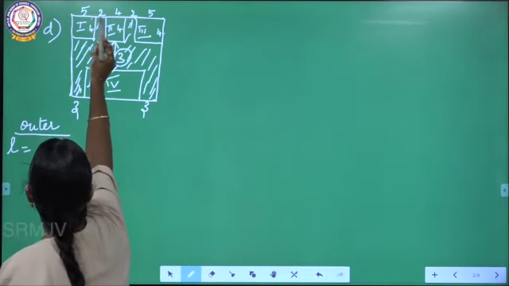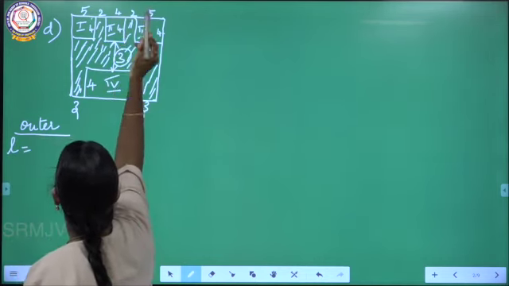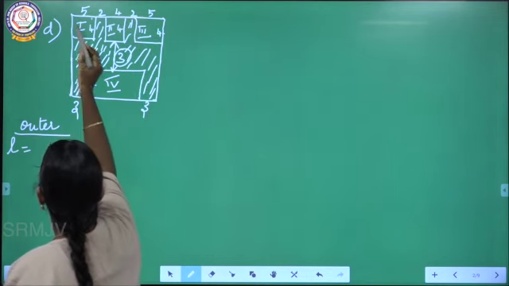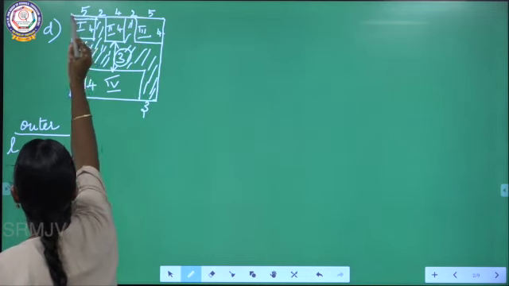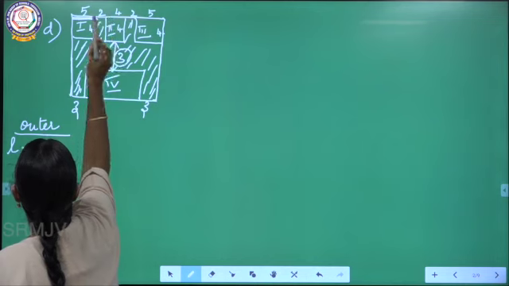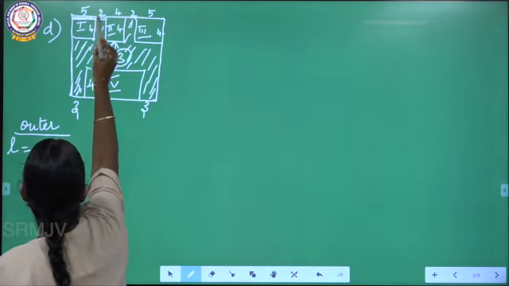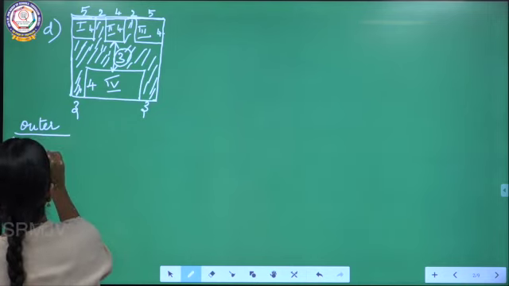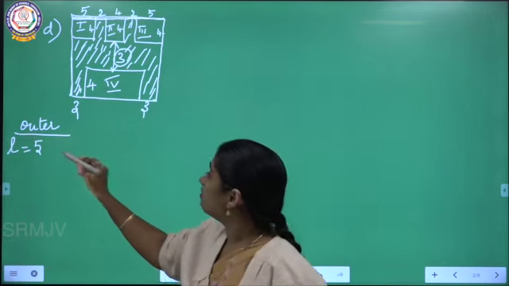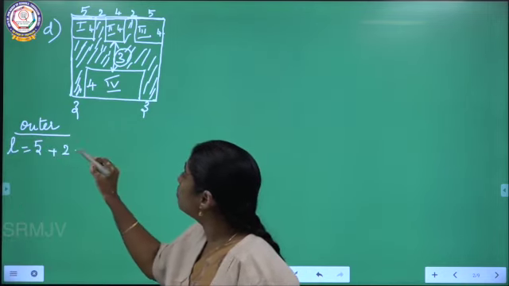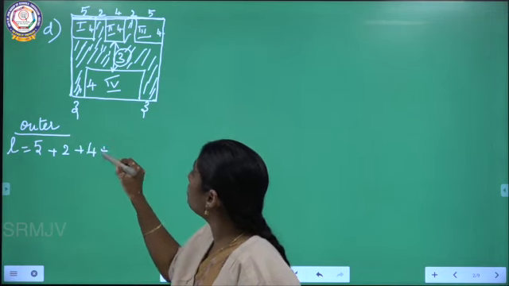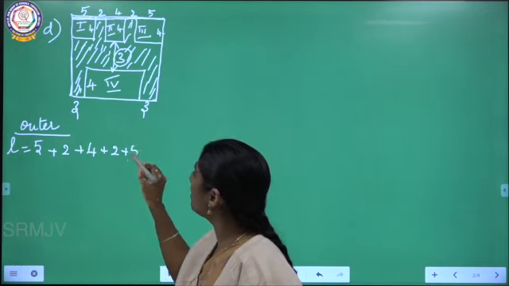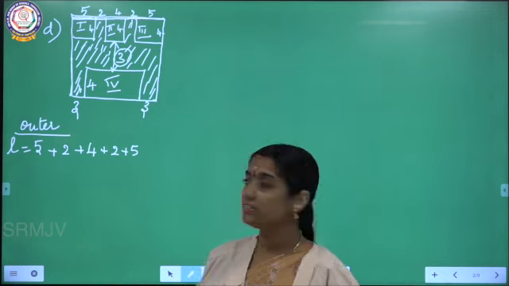See this, 5 plus 2 plus 4 plus 2 plus 5. From up to this, the side is what? 5. From here to here side 2 and from here to here 4, 2, 5. So, I am going to add all those things. Listen, 5 plus 2 plus 4 plus 2 plus 5. What is the answer for this?